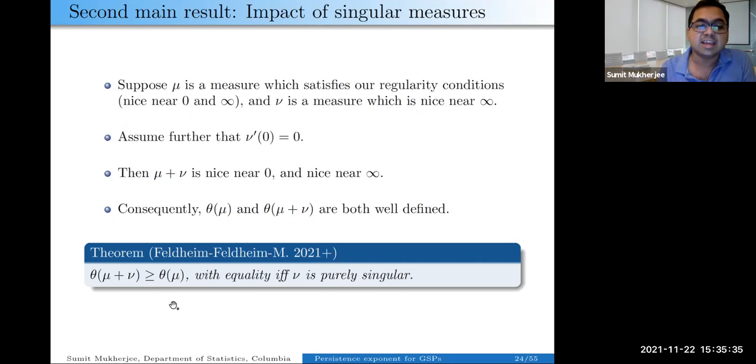Meaning it's easier for this process to persist compared to this one, since the one with the larger exponent finds it harder to persist. And this equality happens if and only if nu is singular. So in some sense, if you add a singular measure whose nu prime zero is zero, it doesn't change the exponent. But this is not true for non-singular measures. If you add a non-singular measure not supported near zero, this will change the exponent.